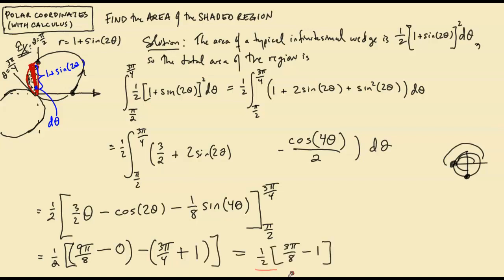When I do that, I get half of 3 pi over 8 minus 1, or if you like, 3/16 pi minus a half. And this is an area, so maybe I should say that this is that many square units. And at long last, we have the area of that thing. I told you there'd be a lot of trigonometry in this chapter, so I hope you are brushing up on it and that the review is helpful.